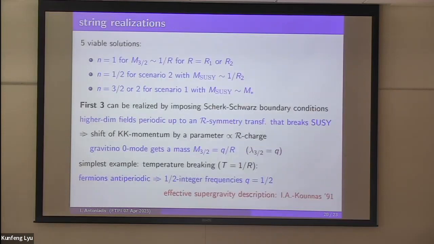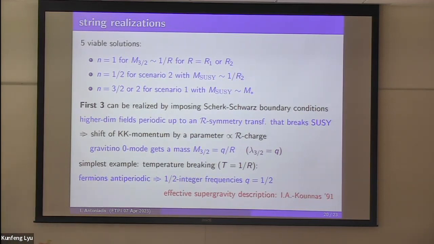So that is a summary. We discussed a bit the generalizations. We found 5 viable solutions. And I classified them here in a way that the relation between, for which cases, either the gravitational mass or the supersymmetry breaking scale is linearly related to the conductivity scale.